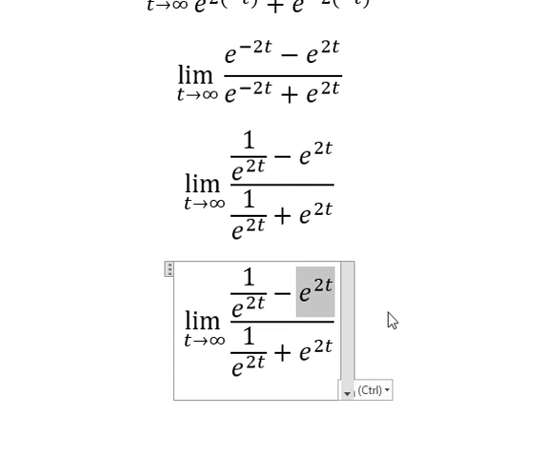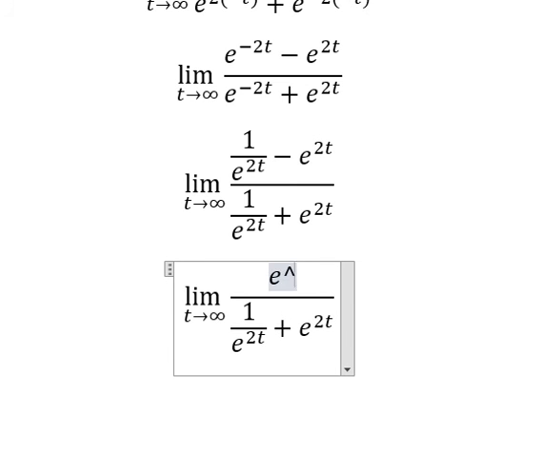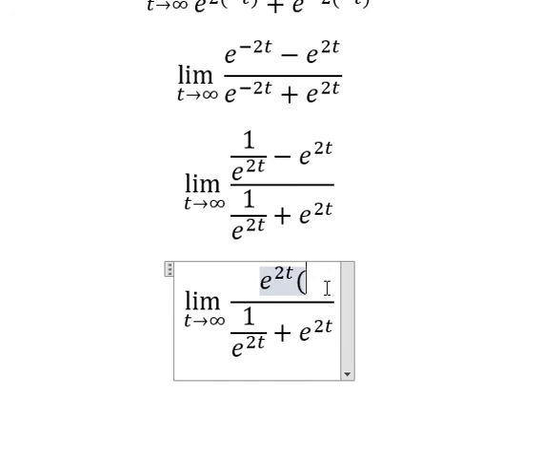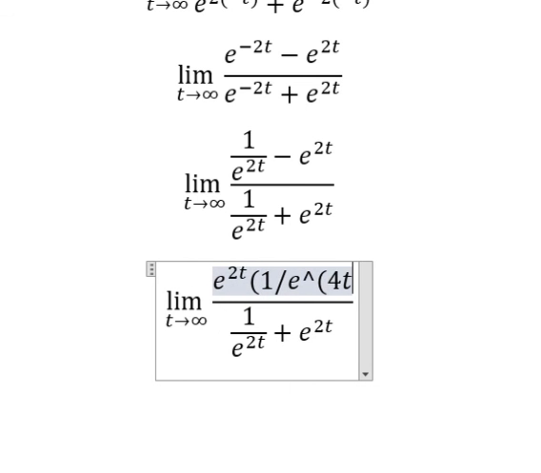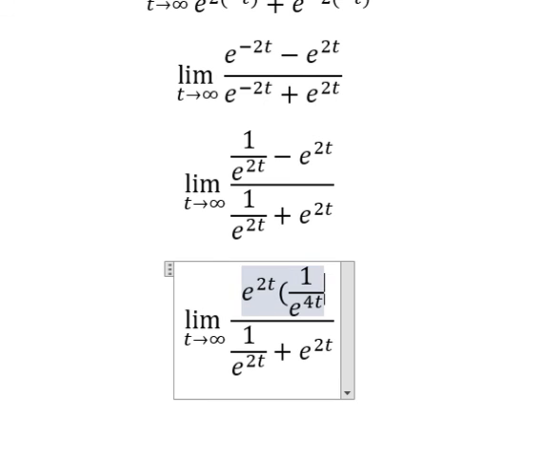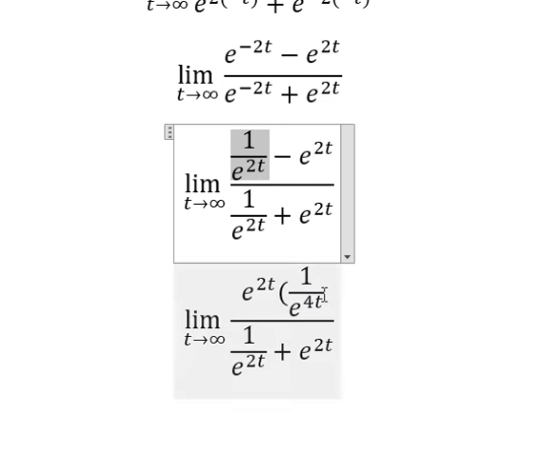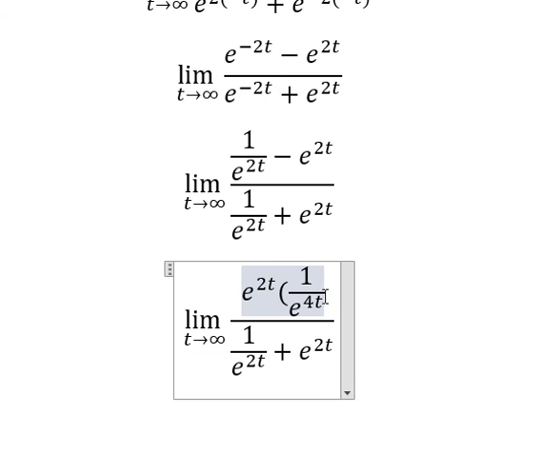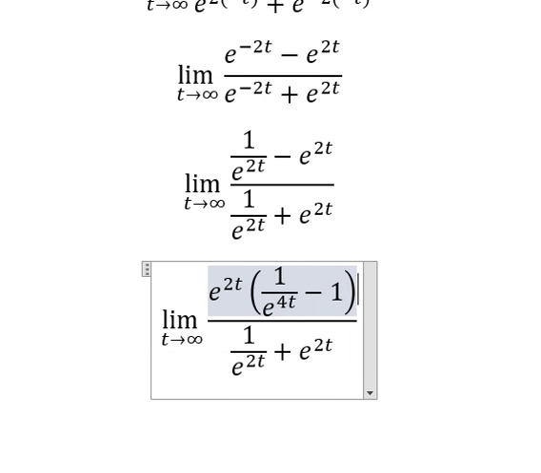Next, we can do factorization by e to the power of 2t. So this one we have e to the power of 4t. Because this one with this one we have this one. And the next one that is about negative number 1. Similar for the second one.